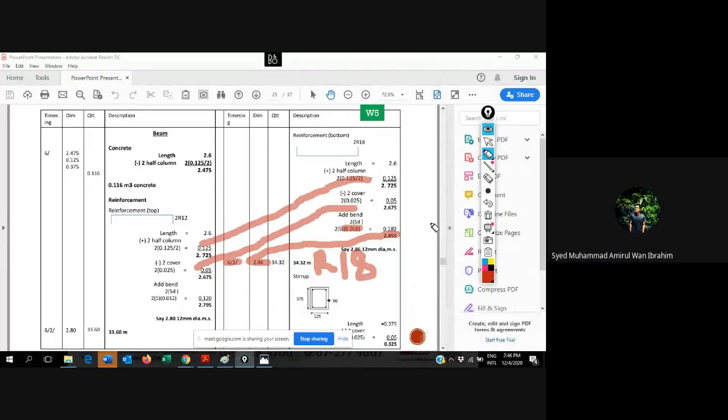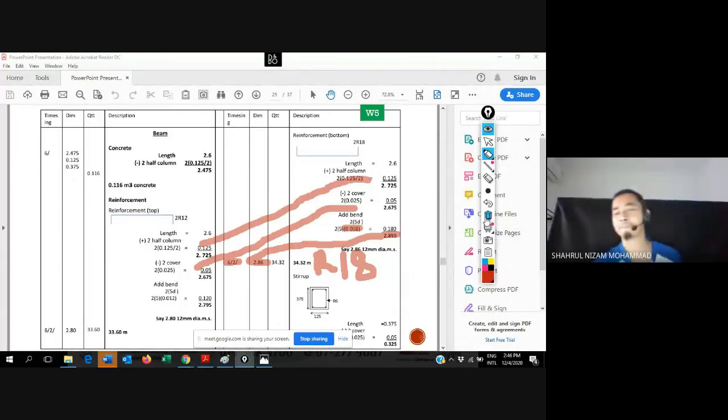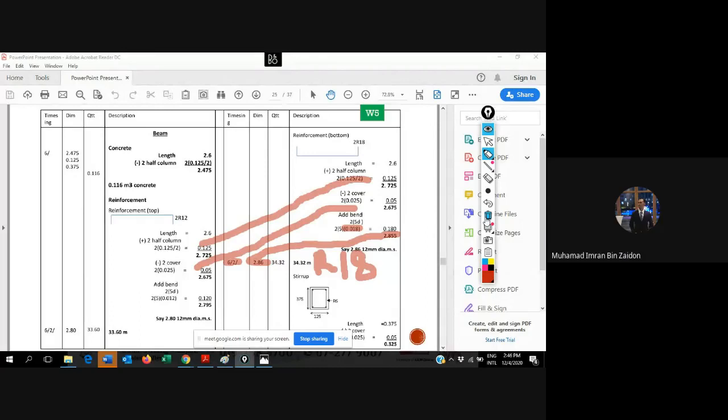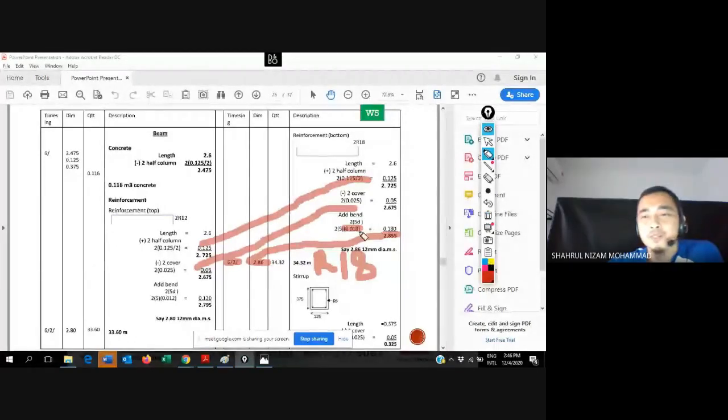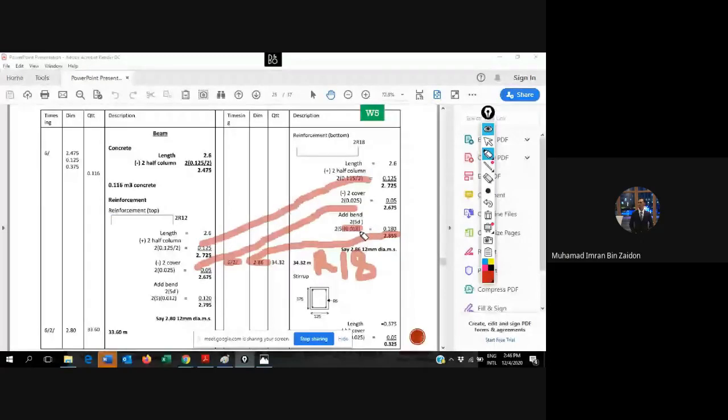No, sir. It's okay. Yeah, clear. Okay, clear. Faham. Siapa tak faham? Ada yang tak faham. Karunisa. Tak faham yang mana eh? Okay, boleh proceed. Kalau yang tak faham, boleh tanya sekarang. Okay, boleh.